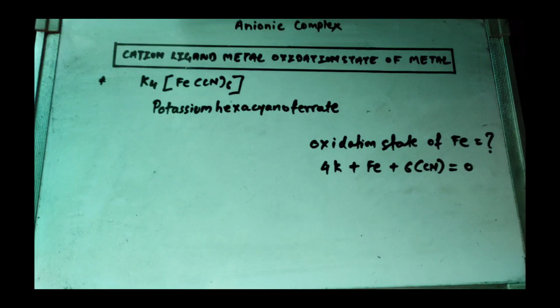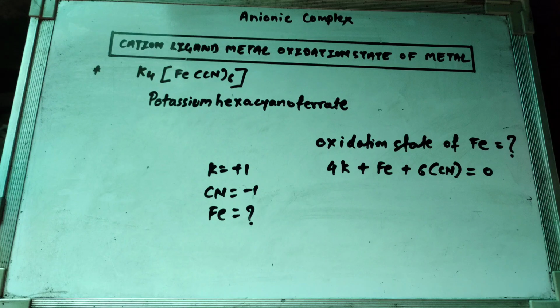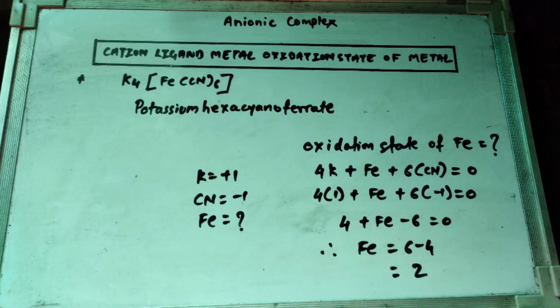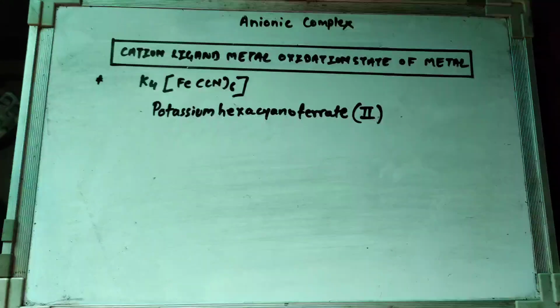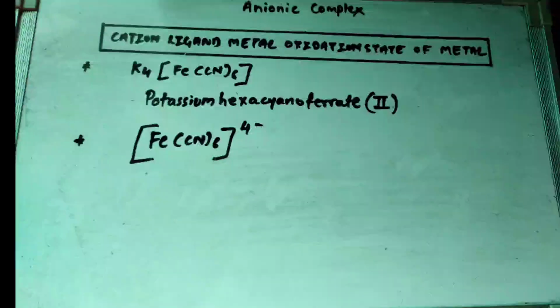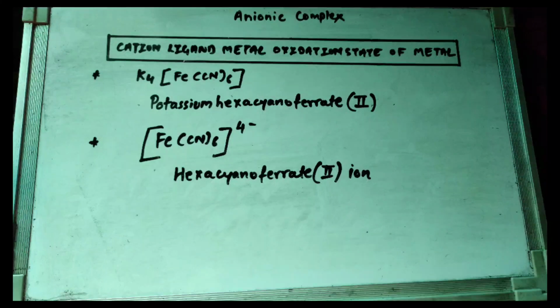Let's make an equation. Potassium plus iron plus cyanide is equal to 0. We know that oxidation state of potassium is +1 and oxidation state of cyanide is -1. By substituting these values, we get +2. So oxidation state of iron is +2. In absence of cation, we simply write ion next to oxidation number. So name of the following complex is hexacyanoferrate(II) ion.